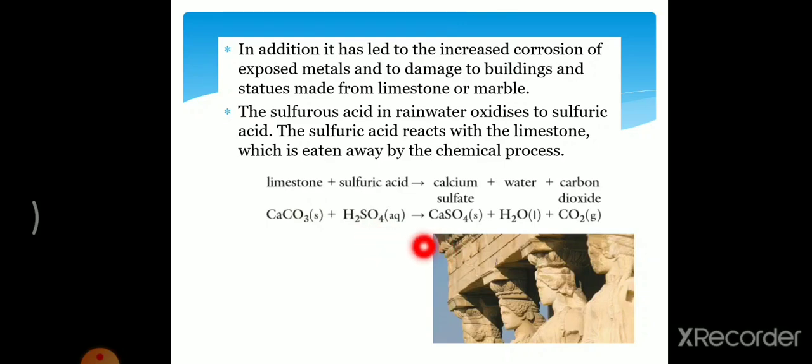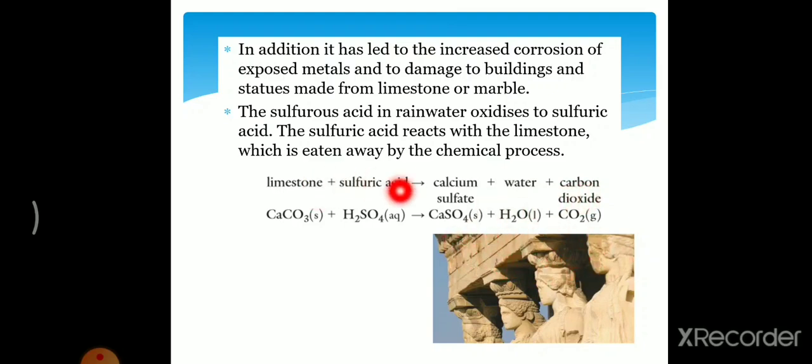Similarly, even the Taj Mahal and other monuments made of marble get disfigured because of acid rain. So this word equation is very important. Limestone reacts with sulfuric acid to give calcium sulfate, water and carbon dioxide. What exactly is the reaction taking place?